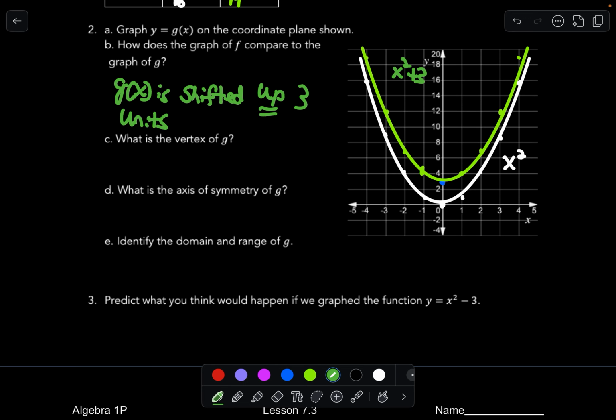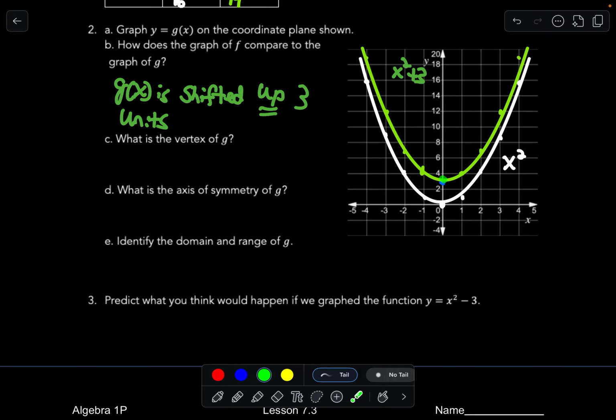Notice the actual shape of the parabola is the same. That is, from the vertex, we go over 1, 1 squared is 1, we go up 1. Over 2, 2 squared is 4, we go up 4. Over 3, 3 squared is 9, we go up 9. And so it's the same as just your x squared graph, just shifted up 3 units.